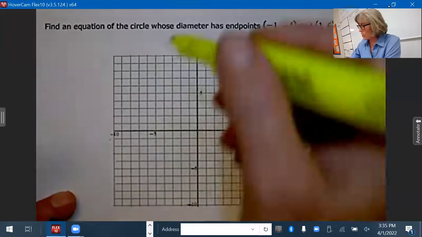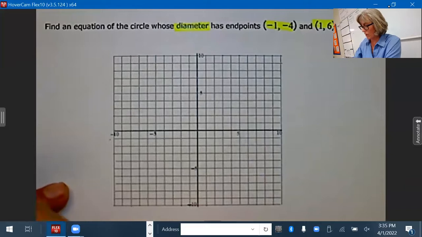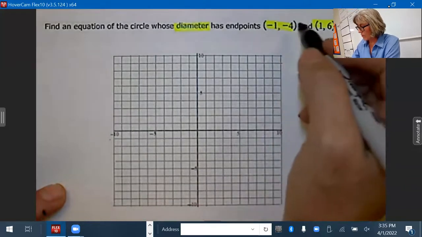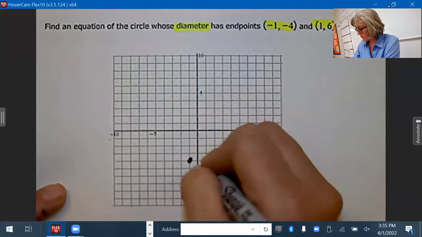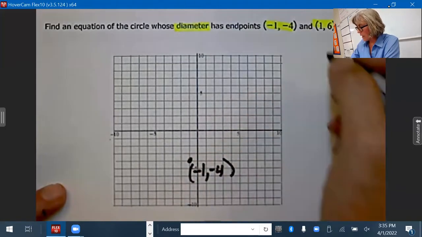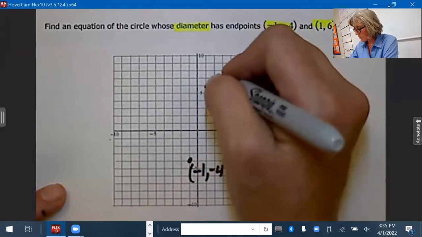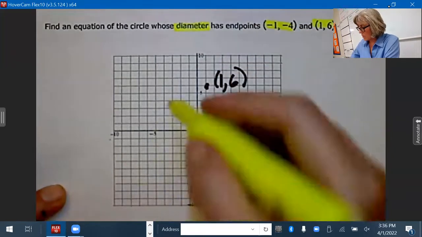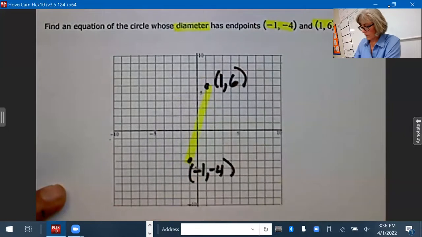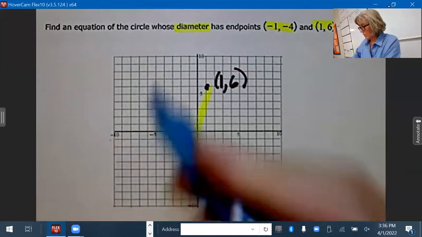We want to find an equation of a circle whose diameter has endpoints. Endpoints. So right here we have -1, -4. And 1 and 6. So this is our diameter. So our circle is going to look something like this. Sketching.